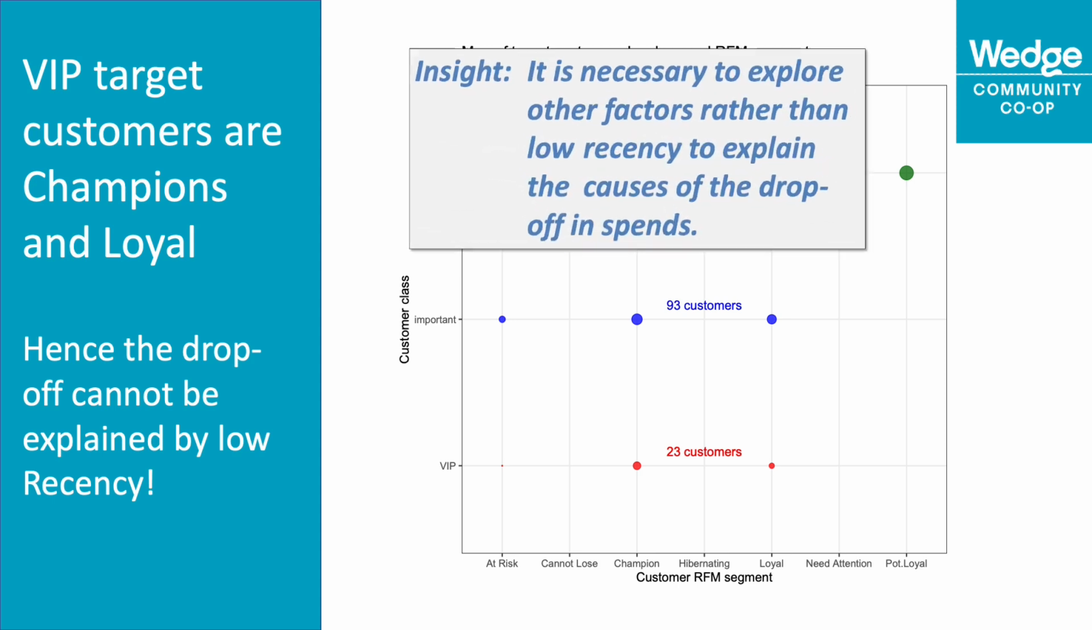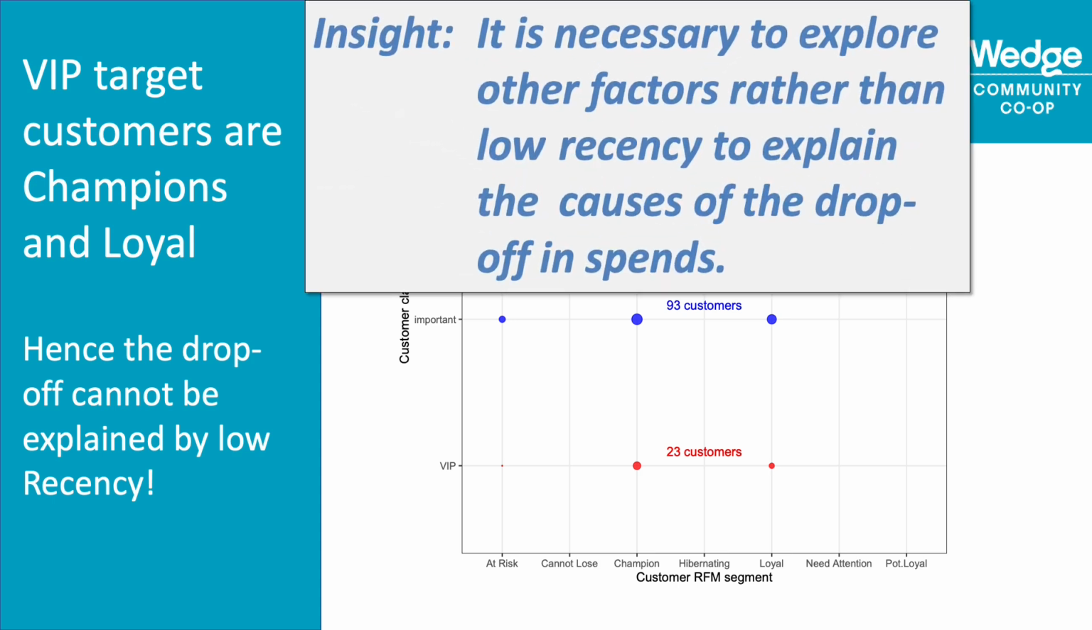An important insight derived from this graph is that if we observe the VIP customers and the important customers, almost all of them are champions and loyals in terms of RFM segmentation. That means that they have high recencies. Hence, we should explore other factors rather than low recency to explain the causes of their drop-off.